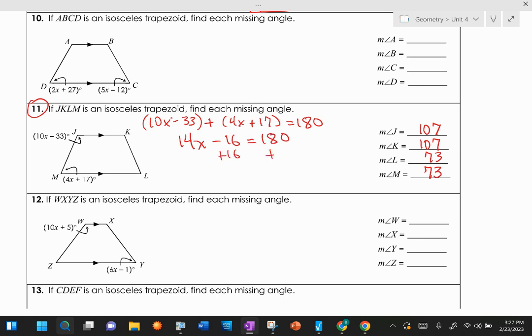Then I will finish solving by adding 16 to both sides. That should give me 14x equals 196. Divide both sides by 14, and x equals 14. It's a perfect square. What am I doing? I did it all right, except I put 4 instead of 14. You just forgot to write your one.